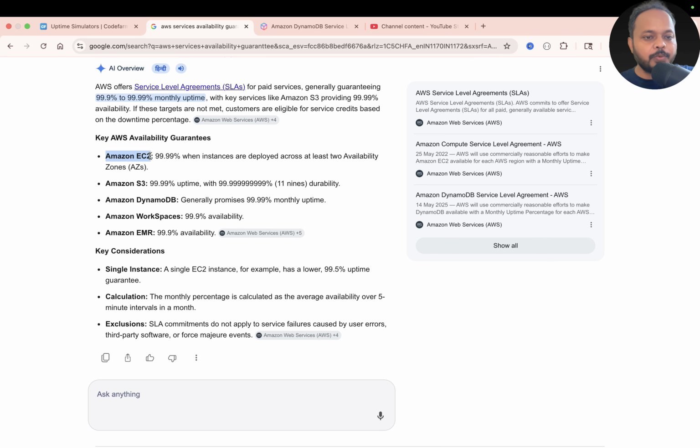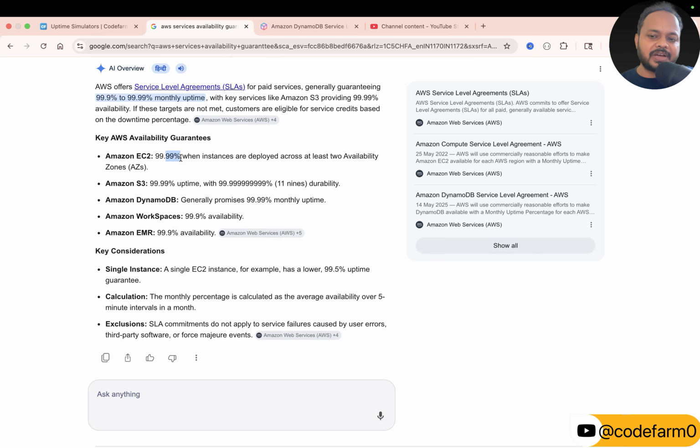So Amazon EC2 has 99.99% availability. Amazon S3 has 99.99% availability and 11 nines durability, and DynamoDB generally promises 99.99%. So the thing is, multiple nines come into the picture. 99 becomes the part before the decimal, and the rest of the nines come after it.